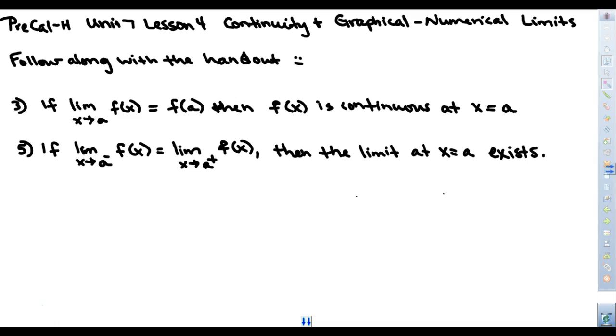The third thing that is on your handout is this theorem right here. This is how you can tell if you have a point of discontinuity or not. If the limit, LIM means limit, if the limit of f of x as x approaches a is equal to f of a, then f of x is continuous at x equals a. And I'm going to explain that a little bit more later on in this lesson, okay? So don't freak out over that yet.